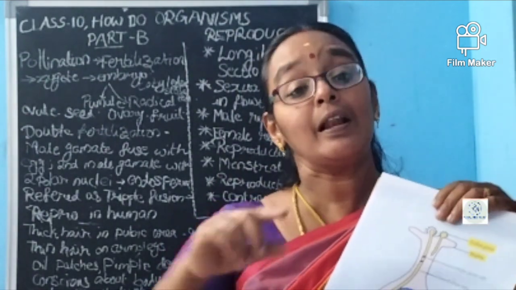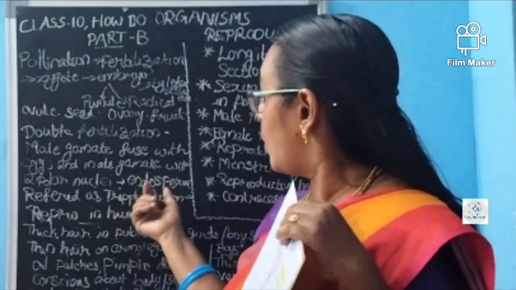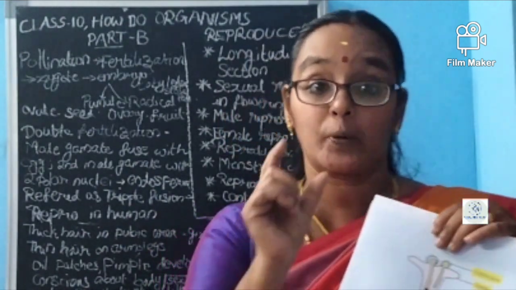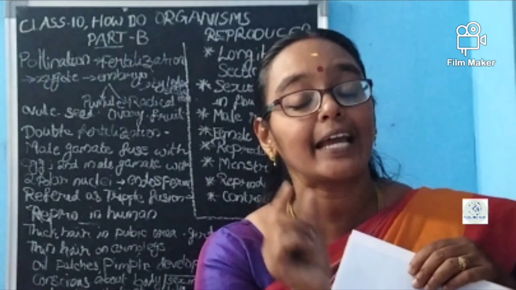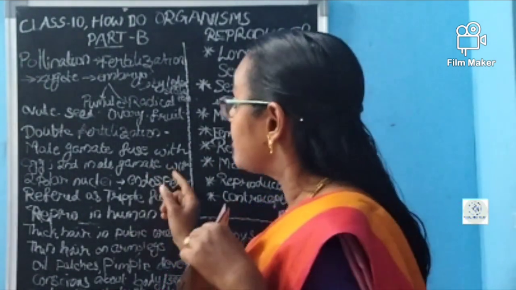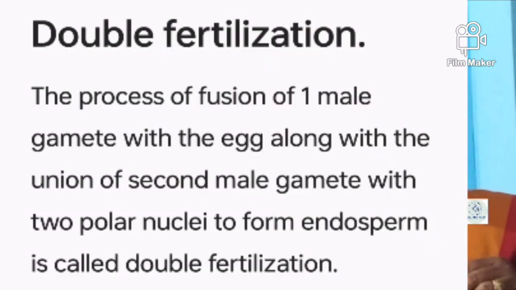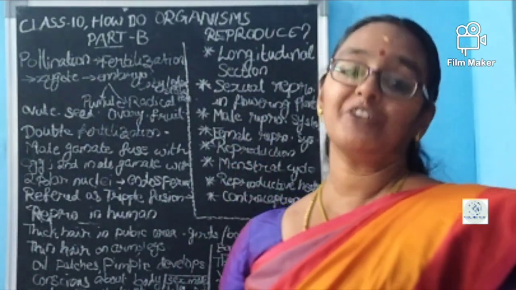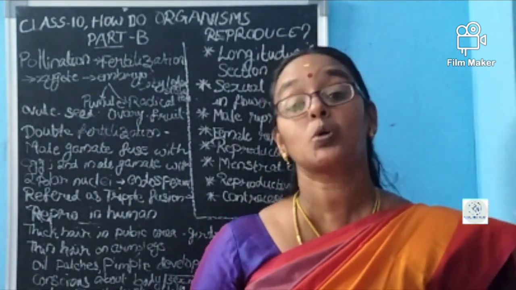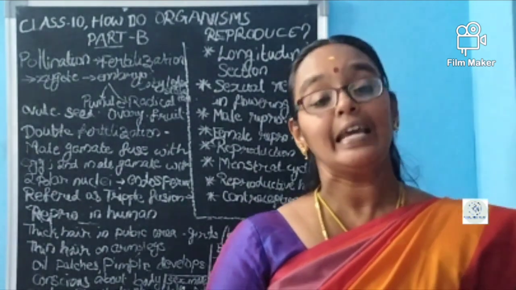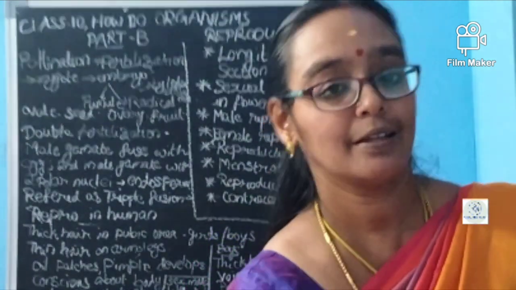One male germ cell fuses with the female germ cell to produce fertilization, and a zygote will be produced. And the second male germ cell, what will it do? It will fuse with the two polar nuclei to form endosperm. This is referred to as triple fusion. These two types of fertilization occurring together in the plant is called double fertilization. It is an important point you have to note in this part.